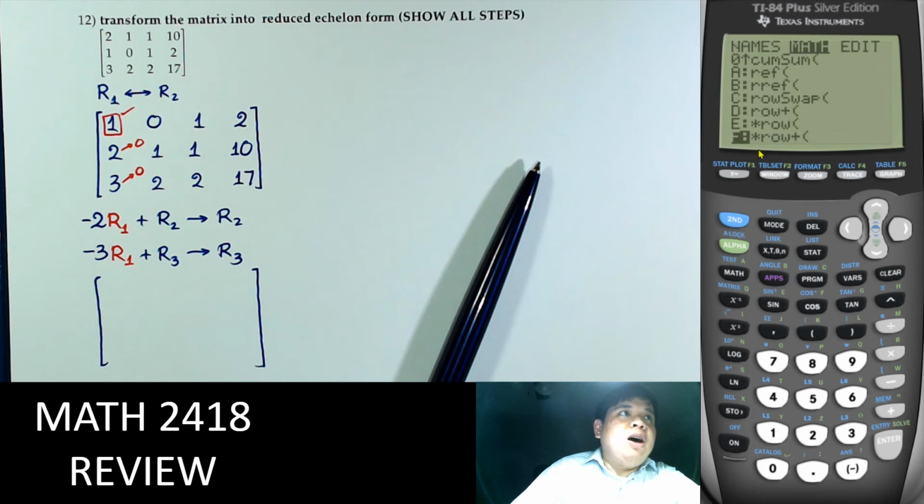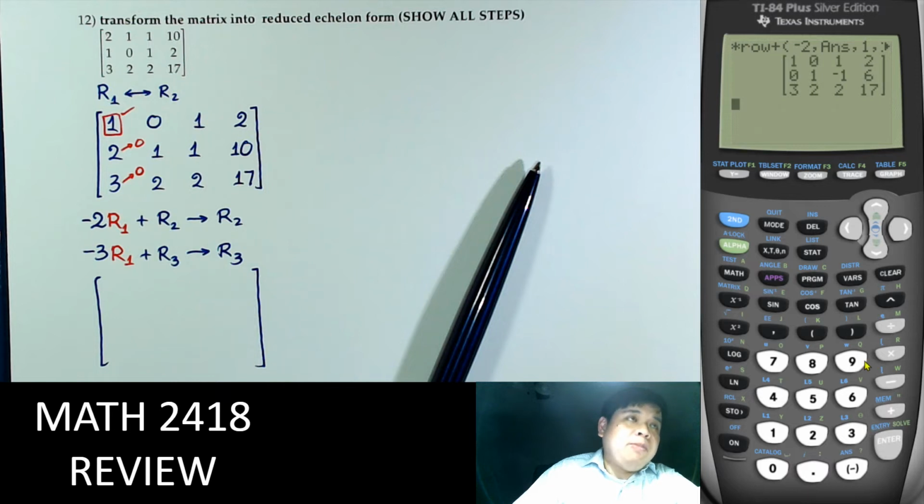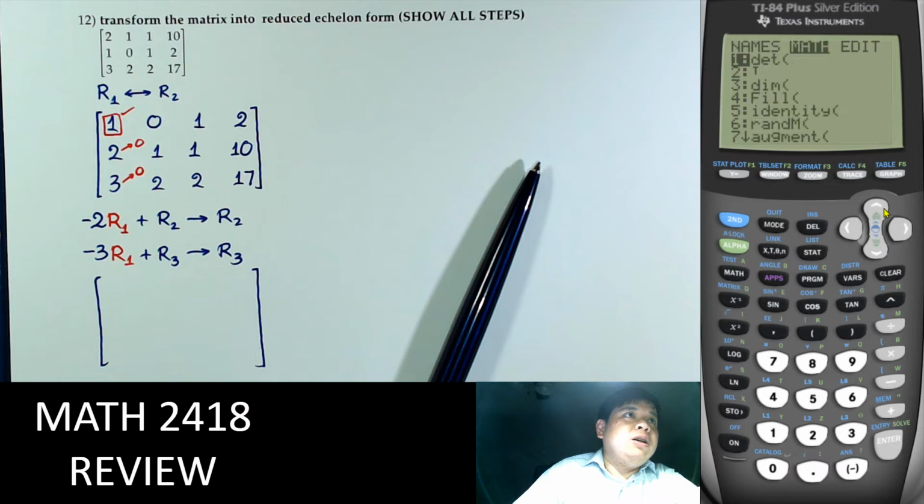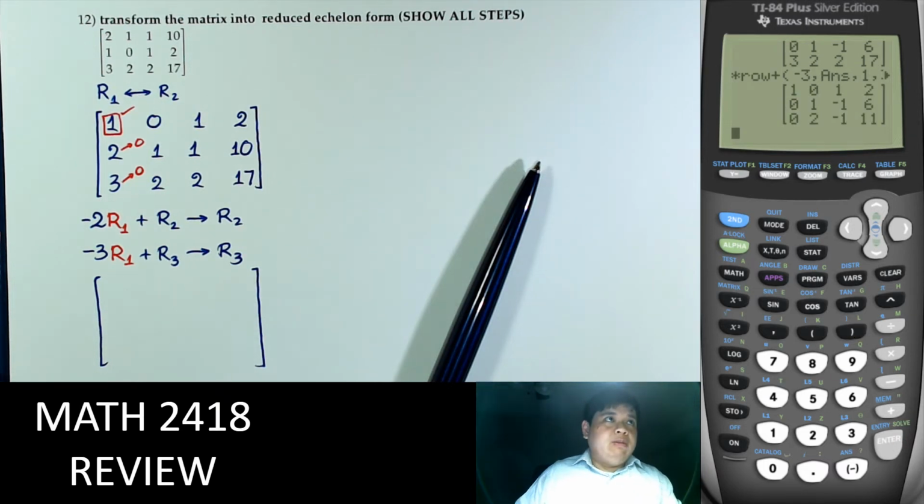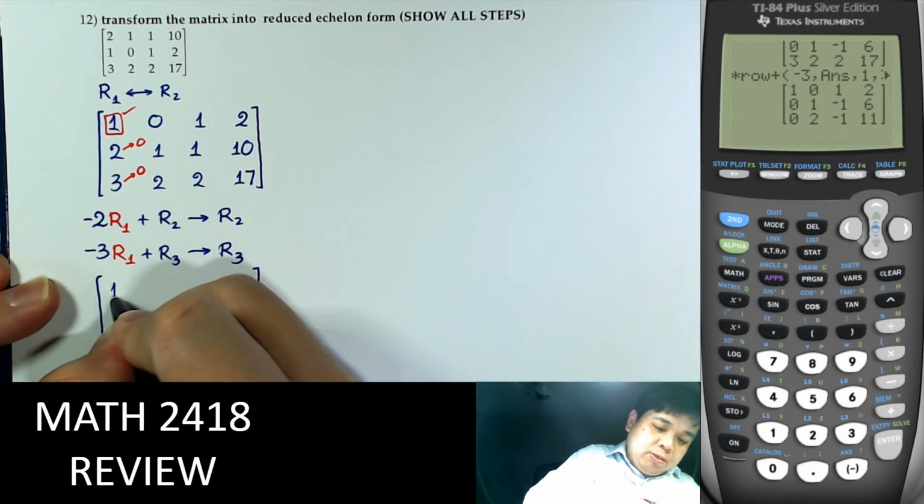Now the first one we're going to do is math, multiply and add. So multiply -2 to the answer matrix, to row 1, add and replace to row 2, right? Then we do another one, multiply by -3 to the answer matrix, to row 1, add and replace to row 3. Right, so we have that. Just going to write the result.